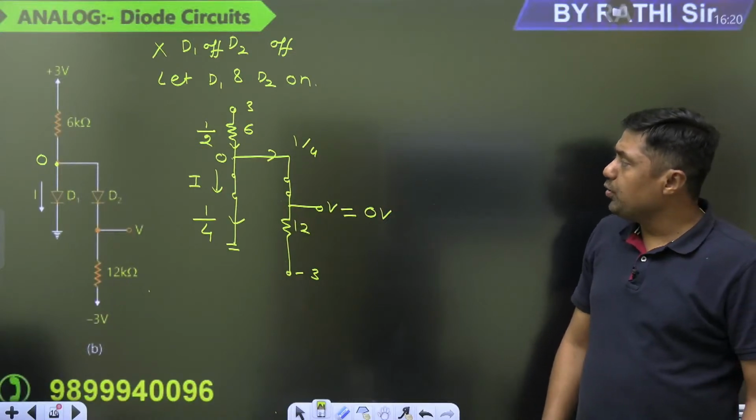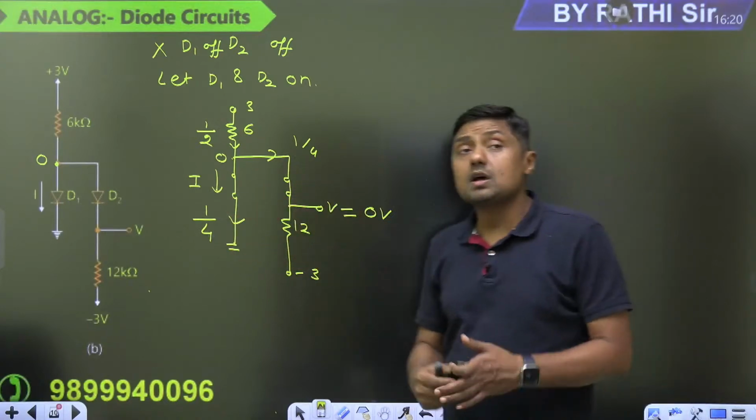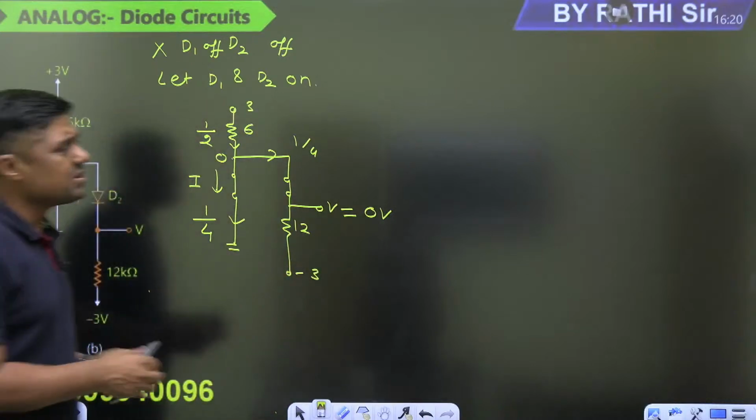So both the diodes are on. Value of I is 1 by 4. Value of V is 0 volt. What is asked in the question, that is more important. Please take care of that. It may be MSQ, guys.